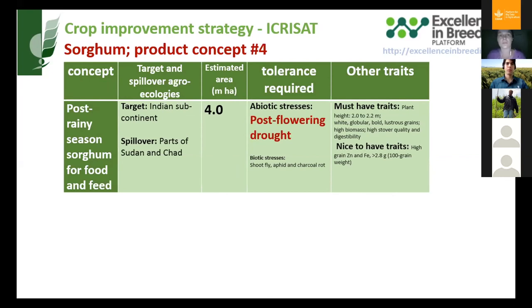So the baseline is to know what we are trying to improve. We have a set of product concepts, part of which is shown here. It's only a small part; it's much more extensive. They are supposed to specify our target. Here I have taken the example of post-rainy season sorghum in Southern Asia. You see straight away that those target agroecologies are quite vaguely defined. The whole Indian subcontinent and all countries are the range of resolution here. Then there is also a very vague definition of what kind of biotic and abiotic stress tolerances are required.